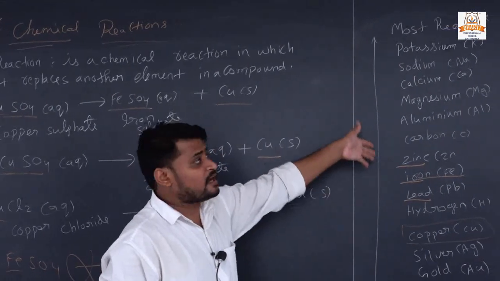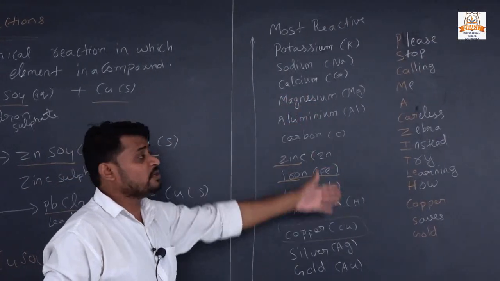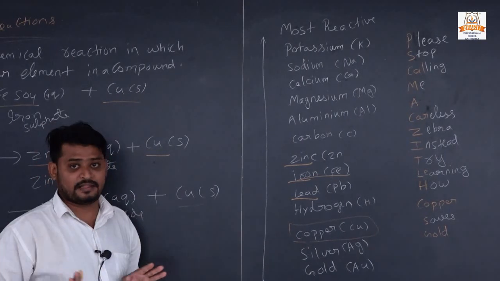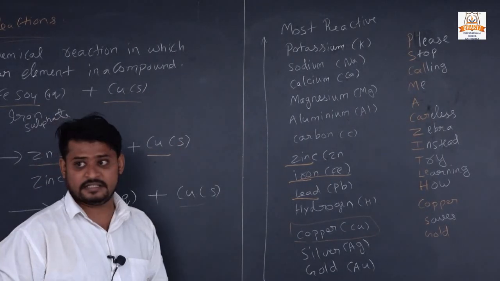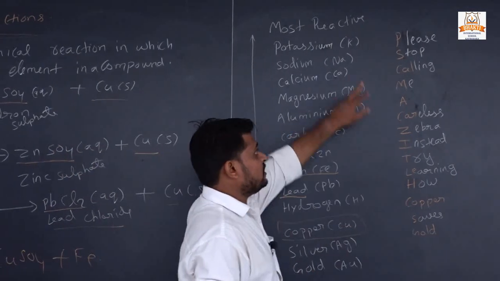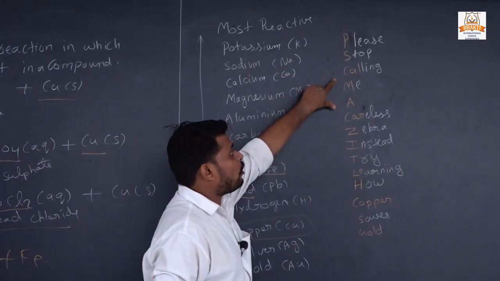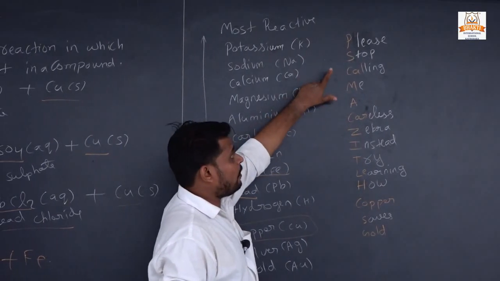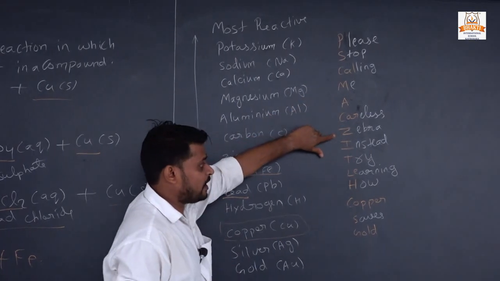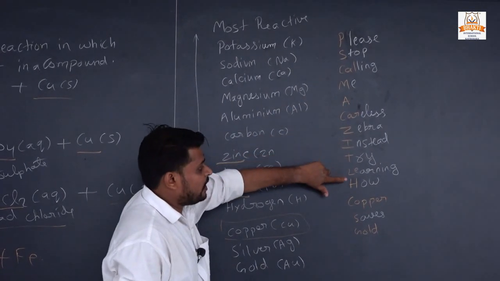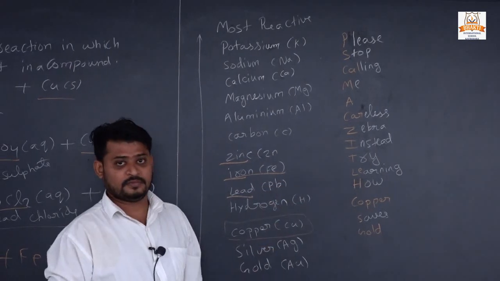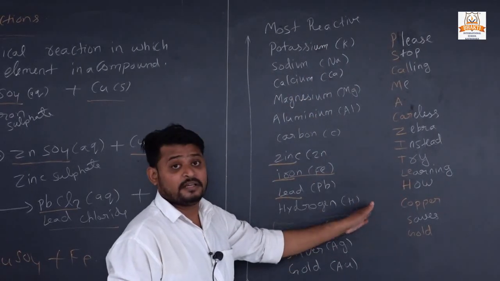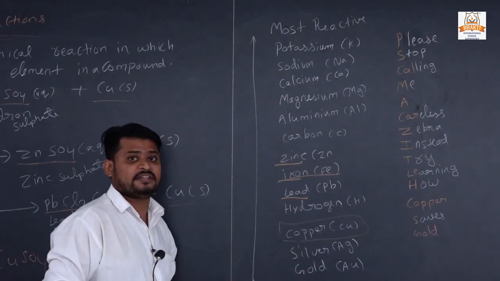How do you learn it? There are some tricks, from which you can easily learn the reactivity series. You don't have to rote-memorize this reactivity series. What was the method? See here. Please stop calling me a careless zebra. Instead, try learning how copper saves gold. This is one sentence. If you learn this sentence properly, then you will be able to learn the whole reactivity series easily.